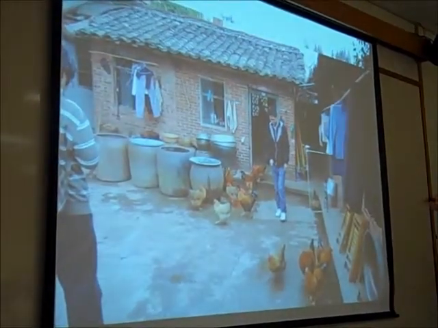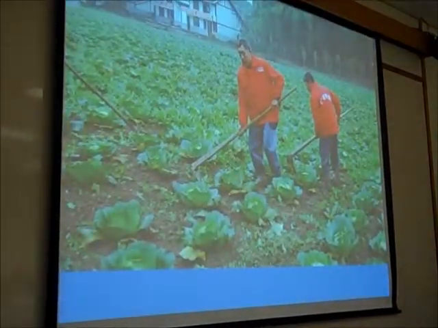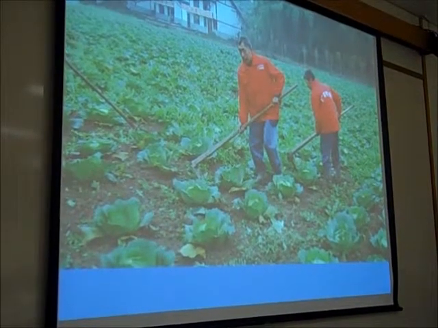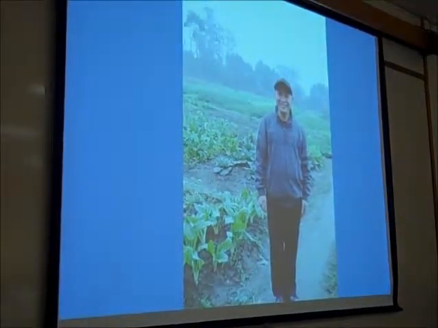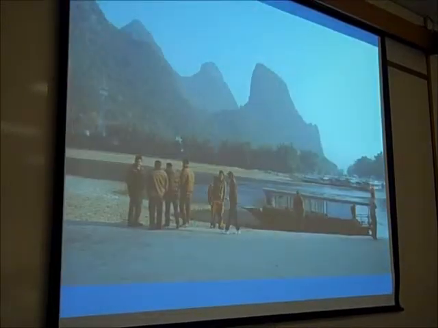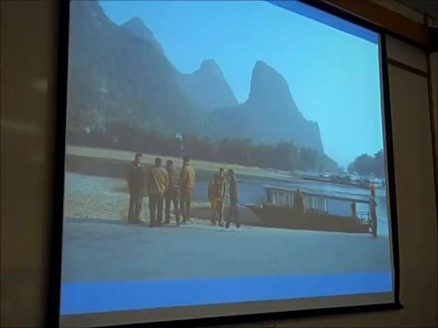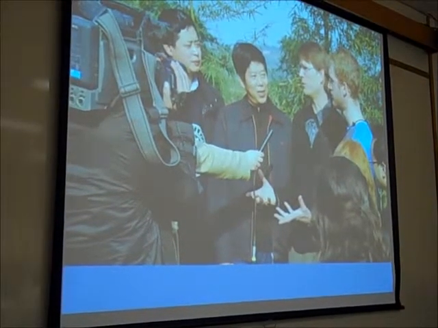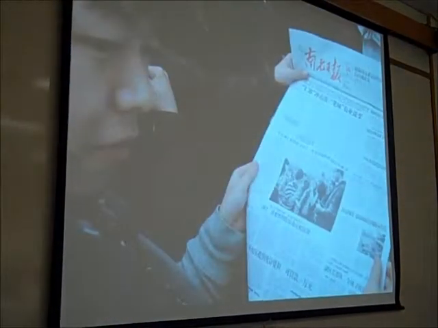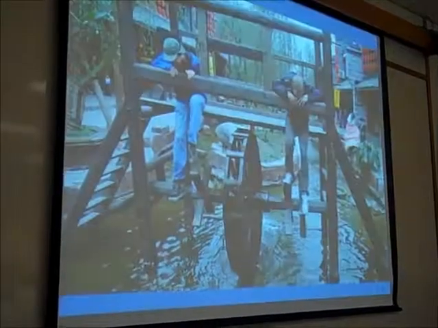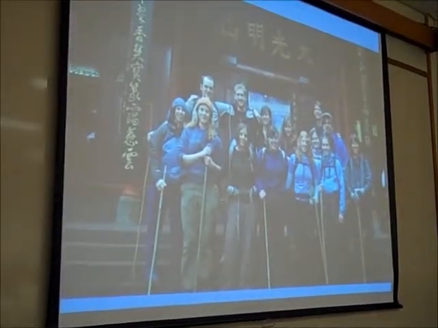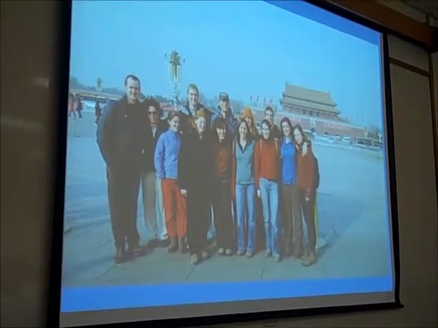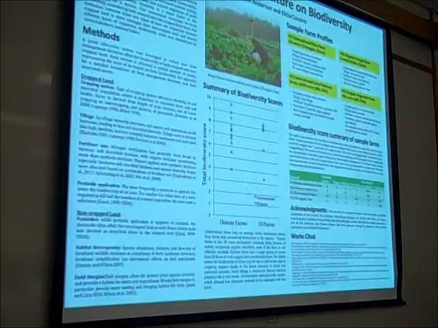Here we are brushing our teeth. We did some farm stays. This is our organic corporate farm in Sichuan province. This is one of our favorite farmers, Mr. Gao. Some of our farms we had to get to by boat. Great food. The local media loved us. Sometimes there was some hard work. We took some hikes in the mountains. It was a great bonding experience. We really got to know my students.